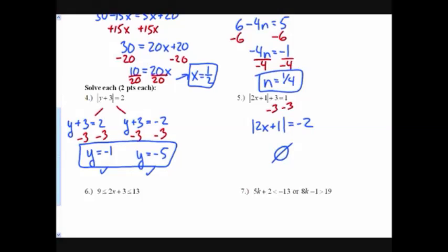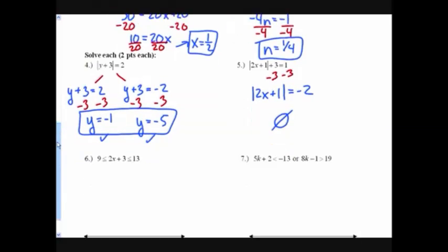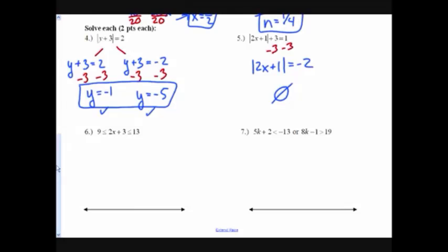All right, if that wasn't a negative, this is where I would split it up. So again, remember to isolate the absolute value and then split it into the two equations. For number 6, this is like a three-sided equation. So if I was ignoring part of this and just looking at 9 is less than or equal to 2x plus 3, first thing I would do is subtract the 3 and then divide by the 2. If I was ignoring the other half of this, I would do the same thing, subtract the 3 and divide by the 2. So I'm just going to do all three pieces at once.